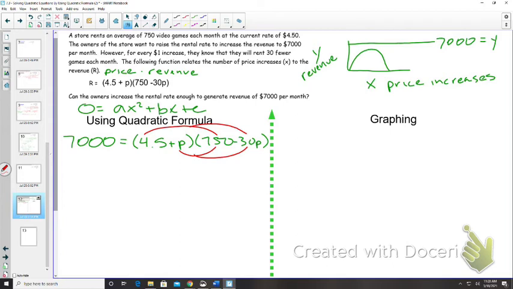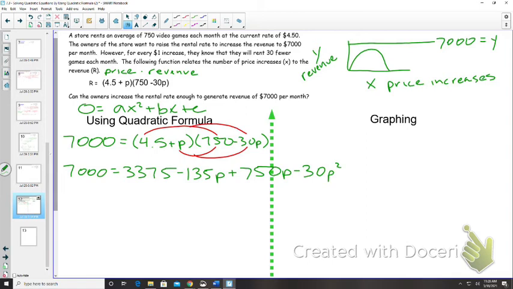Okay, so if we do that, and I'm just going to grab this because I don't want to do all the calculations. But first thing we're going to do is 4.5 times 750. We're just going to leave the 7,000 alone for now. So 4.5 times 750 is 3,375. And then 4.5 times negative 30p is negative 135p. And then I'm going to have plus 750p. And then my last one, p times negative 30p, will give me negative 30p squared.